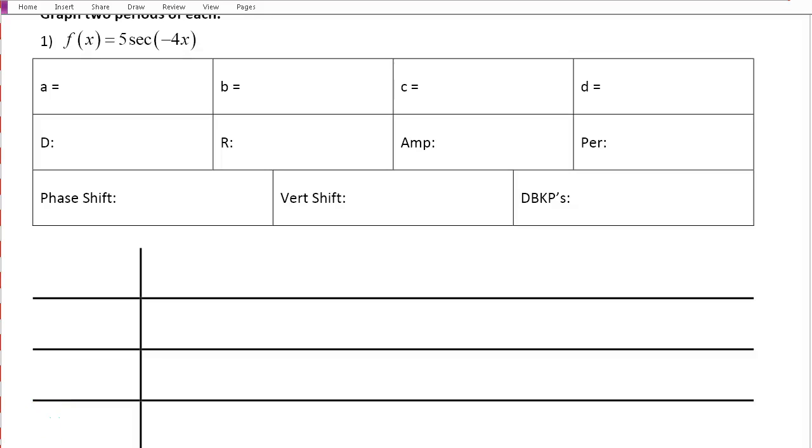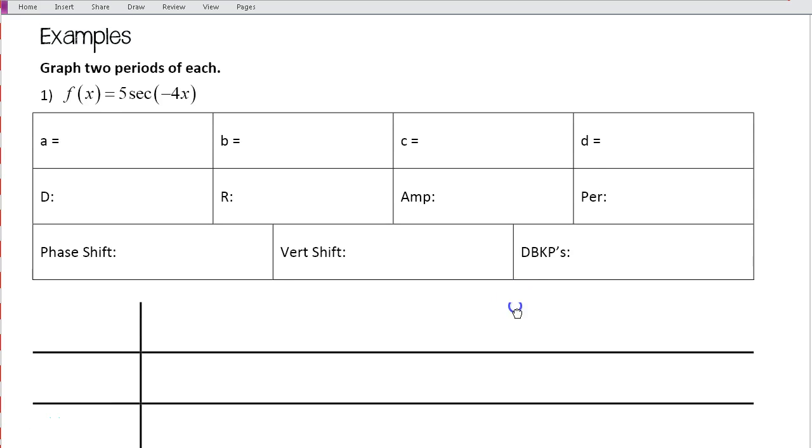This is Mr. Martin. These are video notes for Pre-Calculus Advanced. We've been talking about graphing secant and cosecant, so we're going to look at a few examples here. And the first one we have is f of x is equal to 5 secant negative 4x.